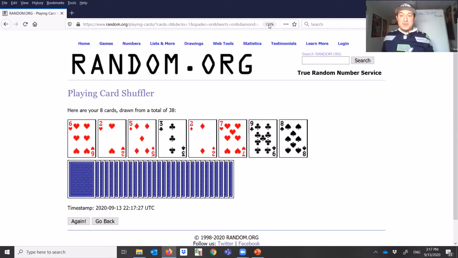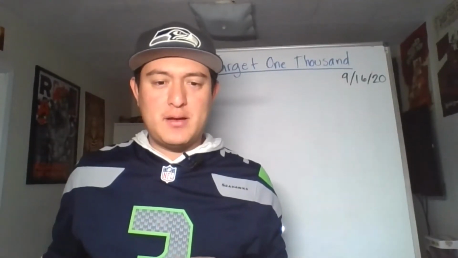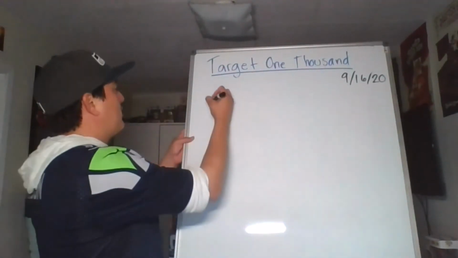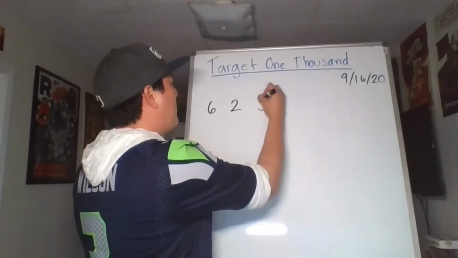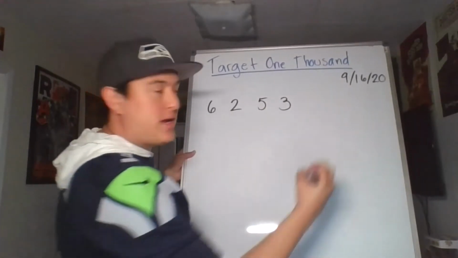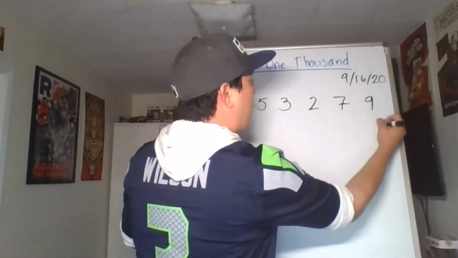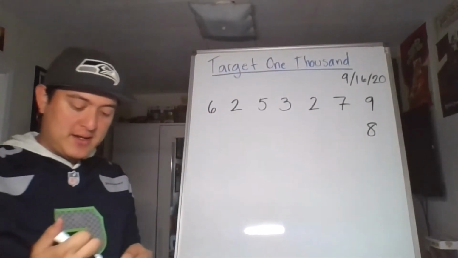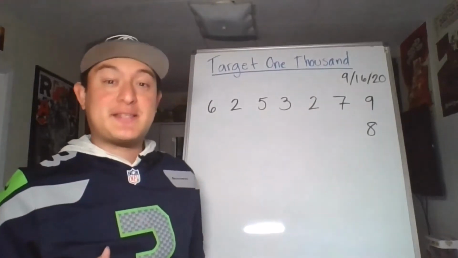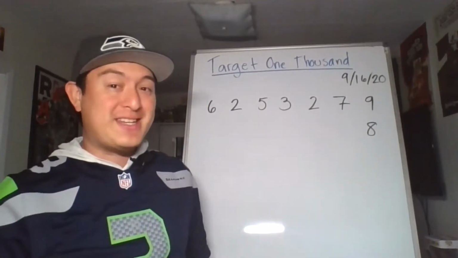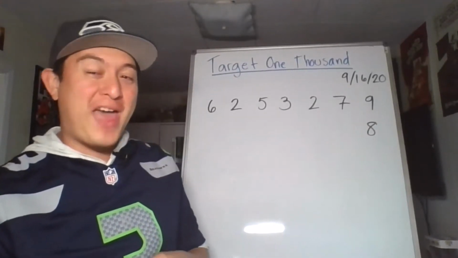All right, so I'm going to stop sharing, and I'm going to get big again. So I just got a 6, a 2, a 5, a 3, a 2, a 7, a 9, and an 8. All right, so what I want to do with these numbers is I want to pick 6 of them to make 2 3-digit numbers. And then again, the point is trying to get to 1000.